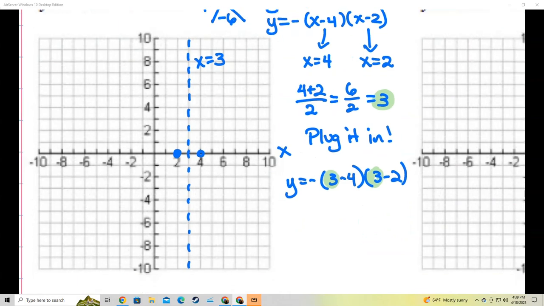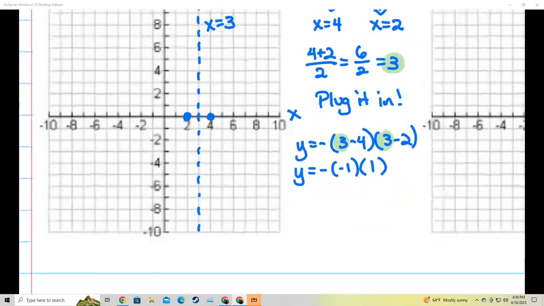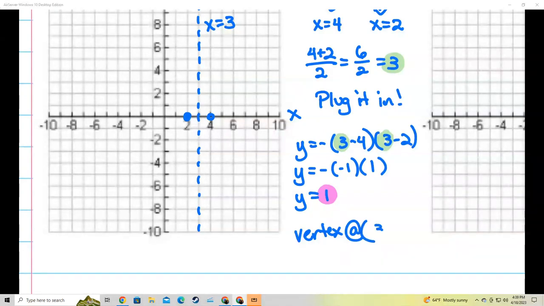All right, let's go ahead and calculate this. This becomes y is equal to negative parentheses -1, parentheses 1. Negative times a negative is a positive, and then this just becomes y is equal to 1. That should finish out my vertex. I know my vertex is at the point 3, 1. 3, 1, put a dot, sketch the rest of my graph, and I think it's going to look something like that.